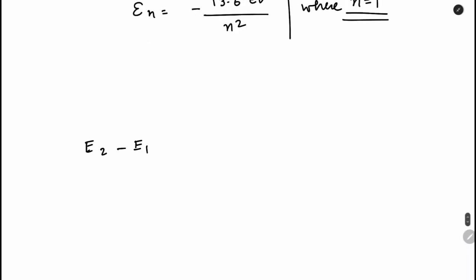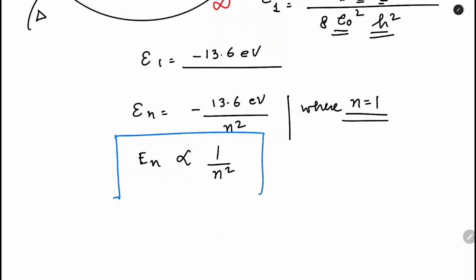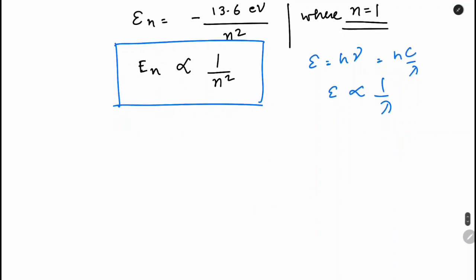Just now we have seen En is proportional to 1 by n square. So here you have found this formula, En is proportional to 1 by n square. In this way, if we see E is equal to h nu or E is equal to hc by lambda, so energy is proportional to 1 by lambda. Hence, 1 by lambda is proportional to energy.